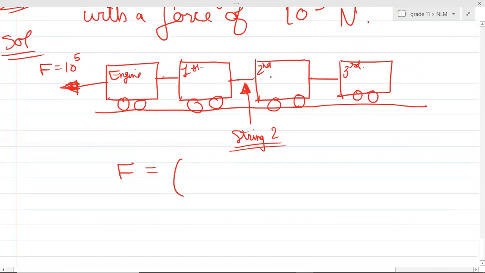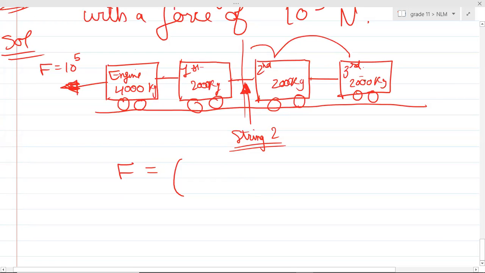So how will you find it directly? What is the mass after this string? Can you see this and this? So what is the mass of this? 4,000 was the engine. 2,000, sir. So 2,000 was a wagon, 2,000 here, and 2,000 over here. So what is the total mass after this string? It is 2,000 plus 2,000, which is 4,000, divided by the total mass, 4,000 plus 2,000 plus 2,000 plus 2,000. Is that 9,000? Arey, 4 plus 6 is not 9. 6 plus 2 plus 2.